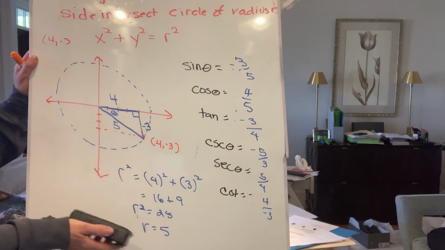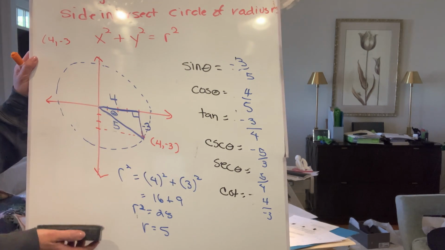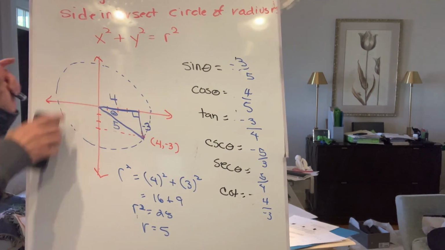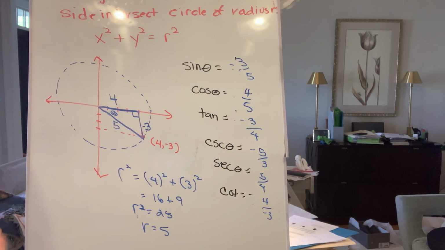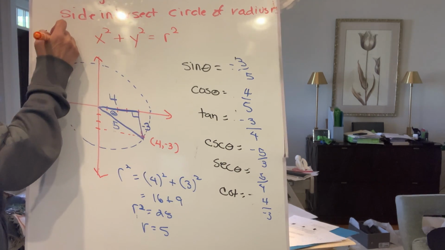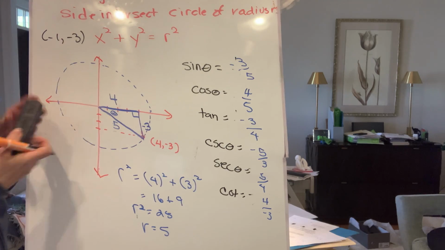Let's do one that isn't one of our special right triangles. So let's try the point -1, -3.